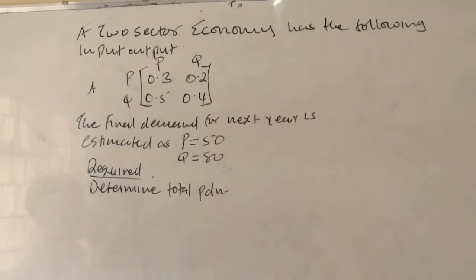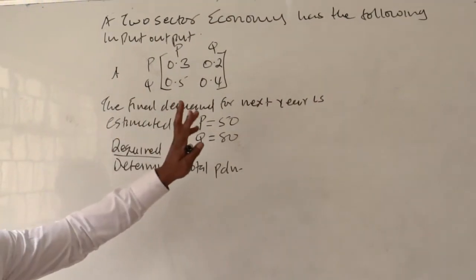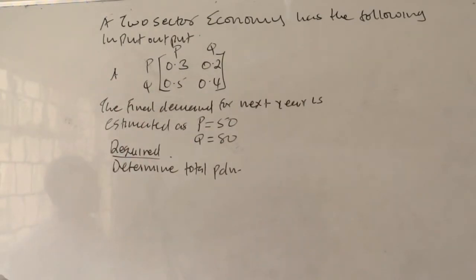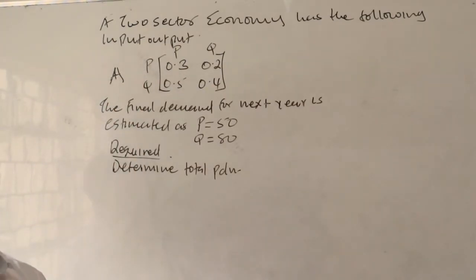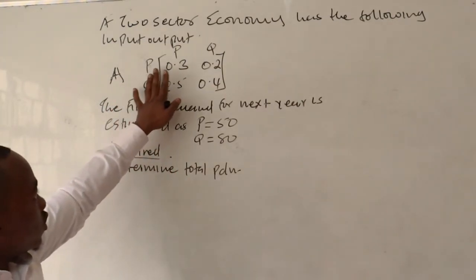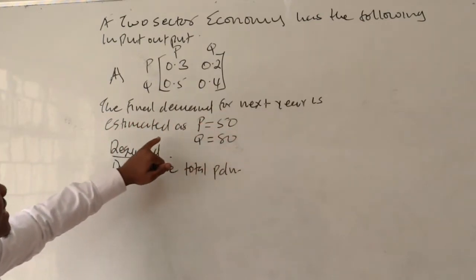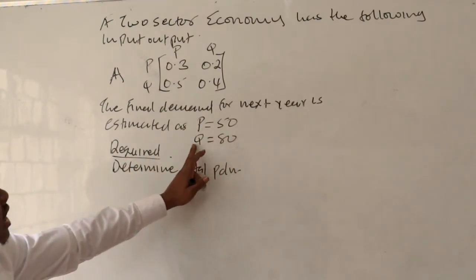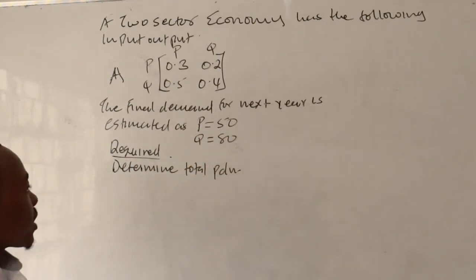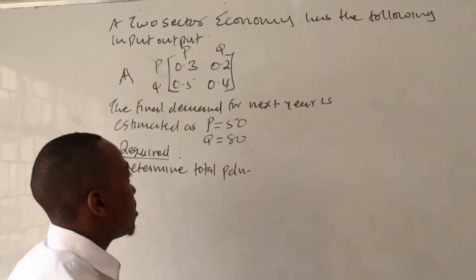Good. So that's the question. You are told that a two-sector economy has the following input-output. So you are given that, and this is A. Remember we said A is what we call the technological coefficient matrix. Then we are told that the final demand for the next year is estimated as P, 50, and Q, 80 required. Determine the total production. How do we get the total production?